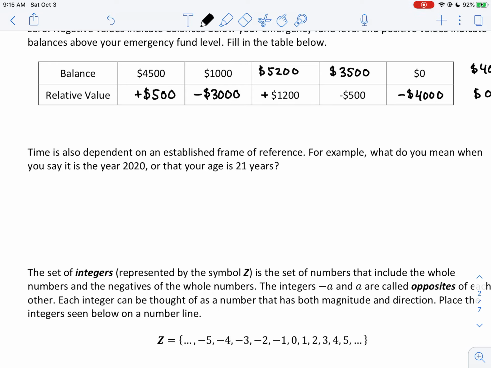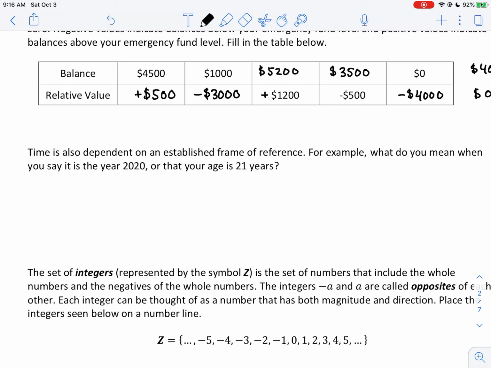If we had decided that when the country was born in 1776 that was year 0, then our year system would be totally different. We wouldn't be saying 2020. Also, what does it mean when I say my age is 21 years? Well, there's an implied starting position 0, like when you were born. You were born at time 0, and currently you're 21 years past that. So we say we're 21.